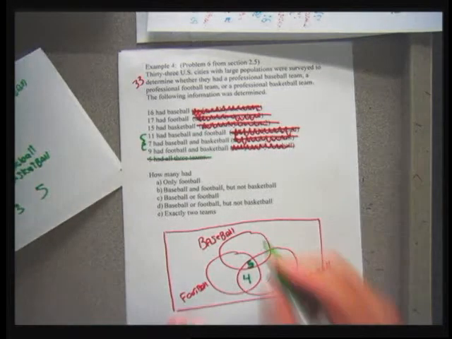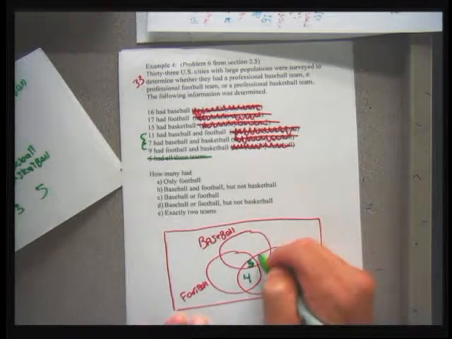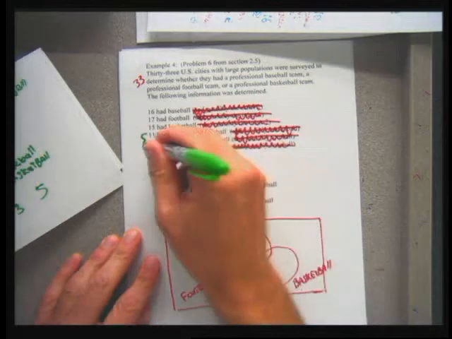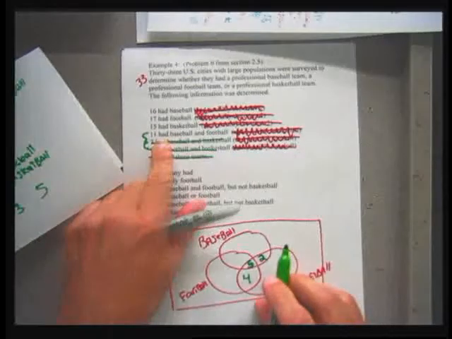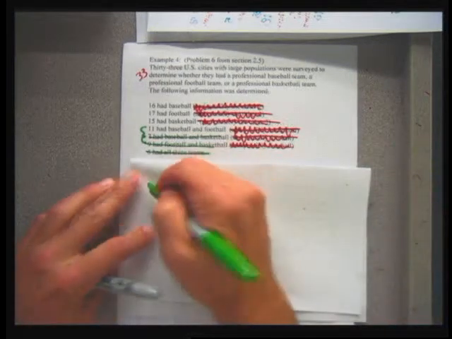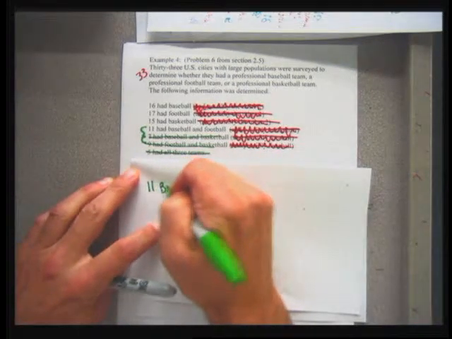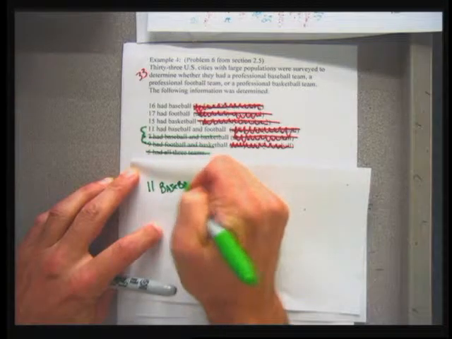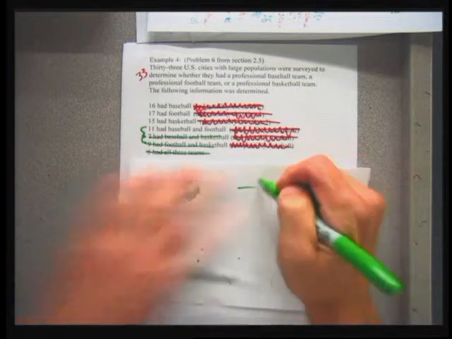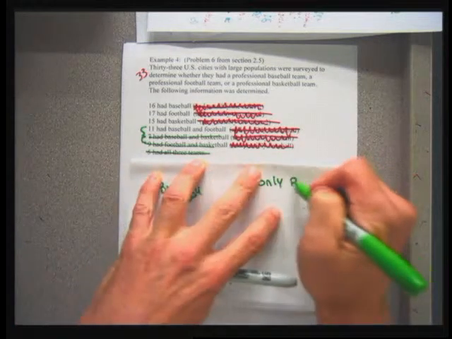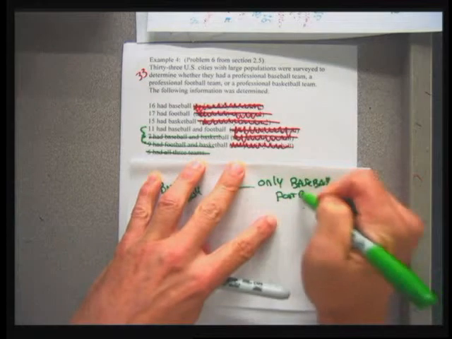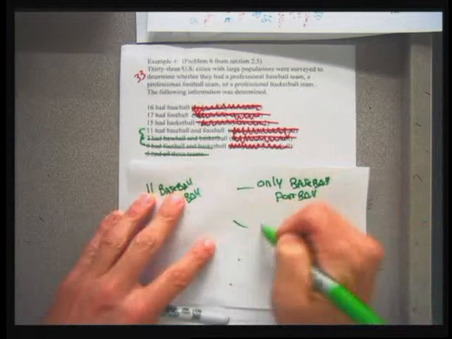And to fill that in, that's the region between the baseball and basketball circle, and that's going to be a 2. So I've done this and this. I'm working my way up to the 11 that had baseball and football. Of the 11 that had baseball and football, some had only baseball and football, and some had all three.